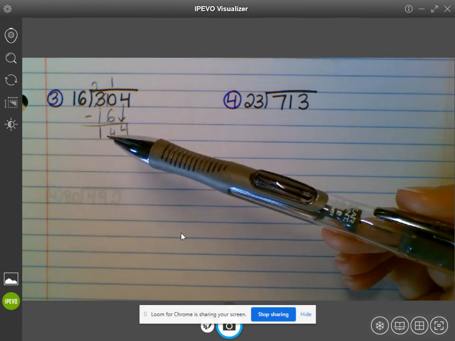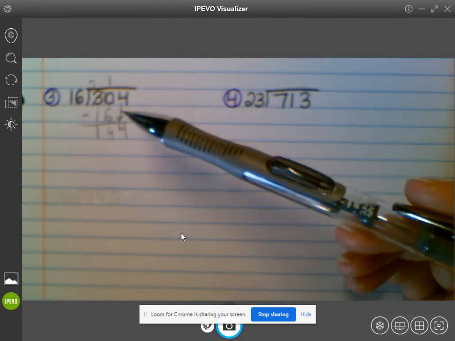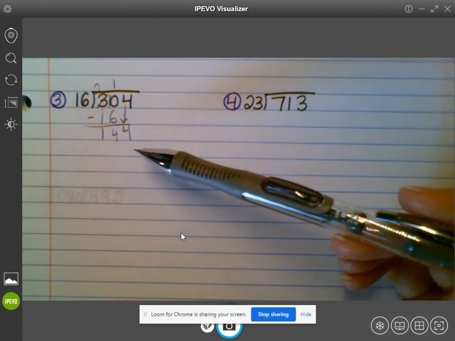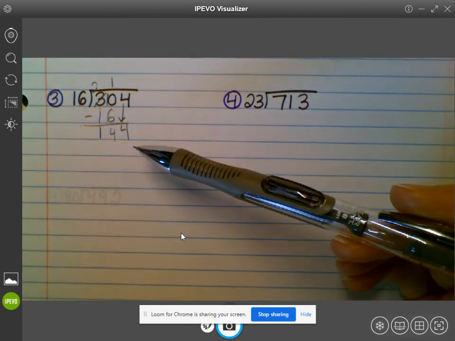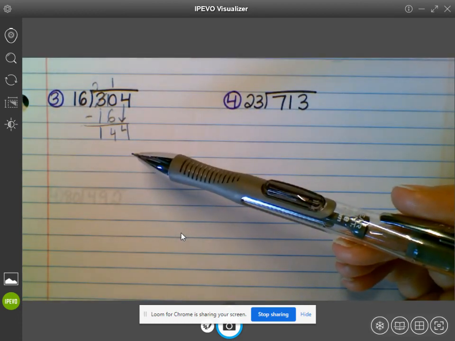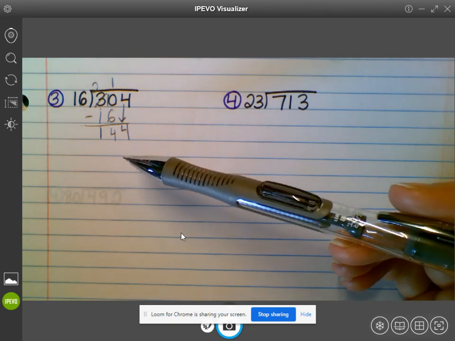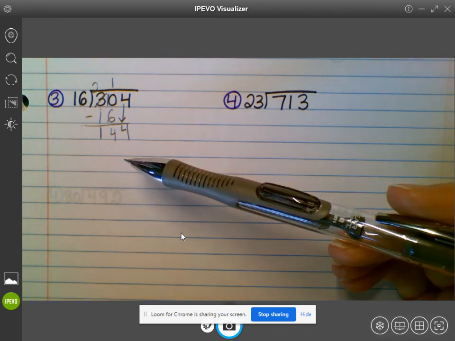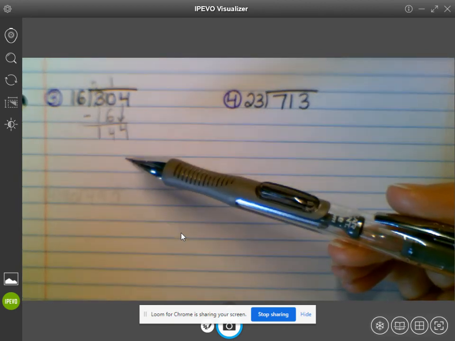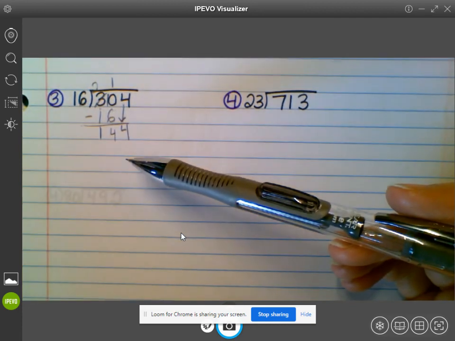I'll think of an easy multiplication problem, like 16 times 10, to see how close it gets me to 144. And then that can help me narrow down instead of trying 16 times 5 and 16 times 6. That way it narrows it down a little bit for me before I start trying different multiplication problems.